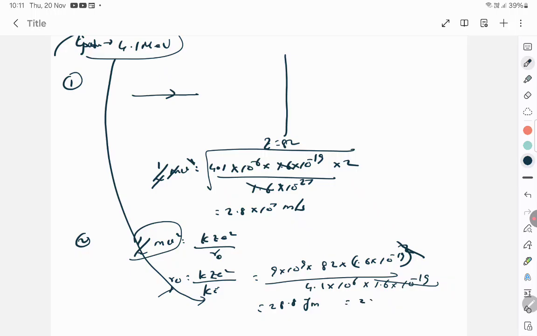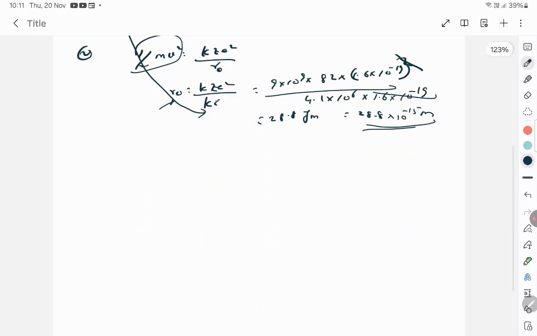Fermi means 10 to the power minus 15. You are supposed to get an answer like this, which you can write in Fermi or meters. So that's about this. Let's go to the next question.